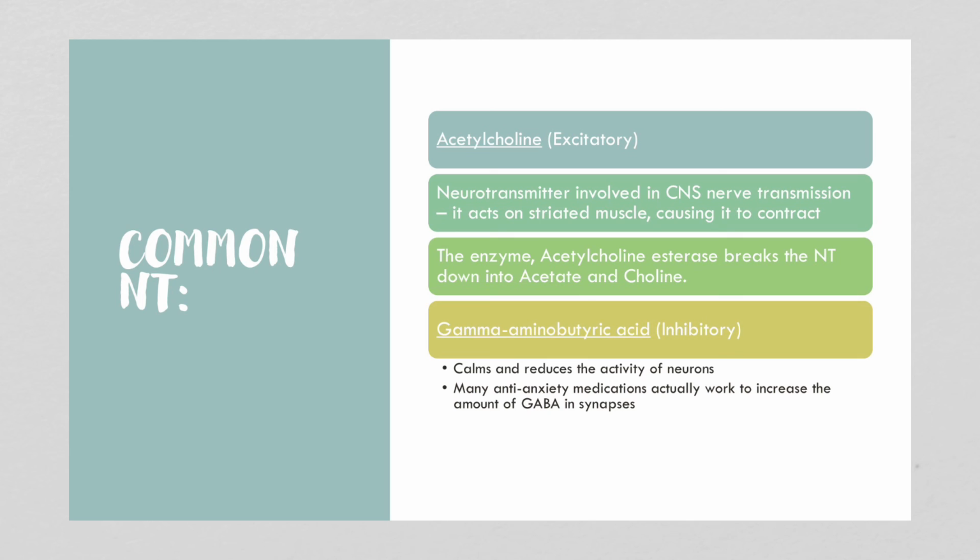neurotransmitter, and it calms and reduces the activity of neurons. So many anti-anxiety medications actually work to increase the amount of GABA in synapses. So it reduces the amount of signaling. So it calms and reduces the activity of the neurons.